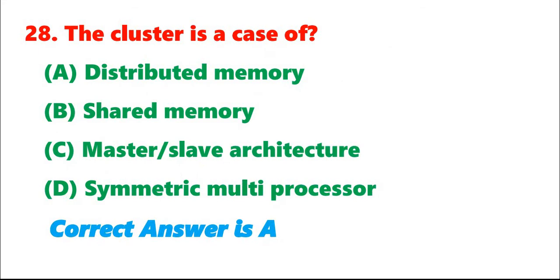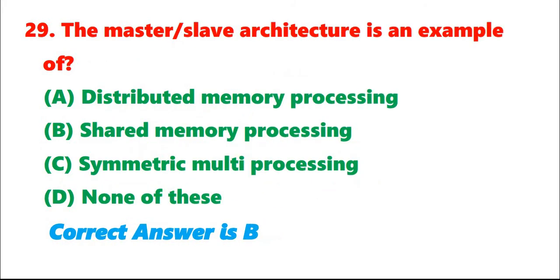28. The cluster is a case of A. Distributed memory. B. Shared memory. C. Master/slave architecture. D. Symmetric multiprocessor. Correct answer is A. 29. The master/slave architecture is an example of A. Distributed memory processing. B. Shared memory processing. C. Symmetric multiprocessing. D. None of these. Correct answer is B.